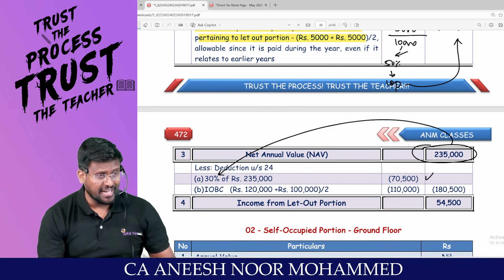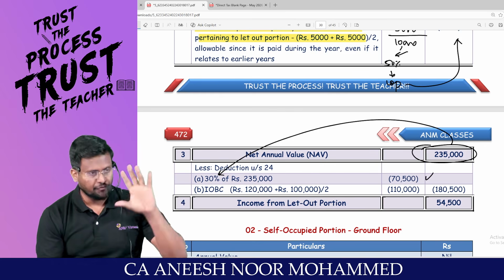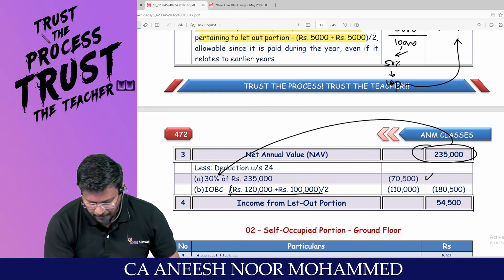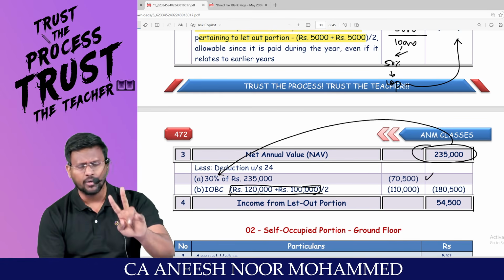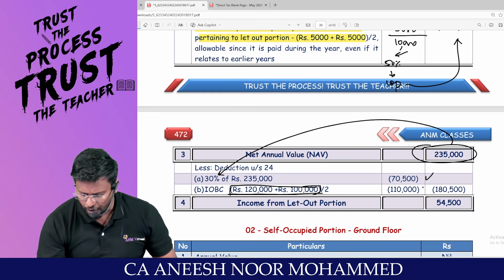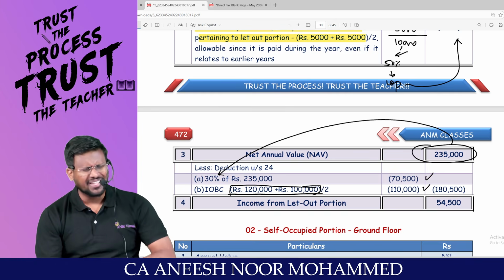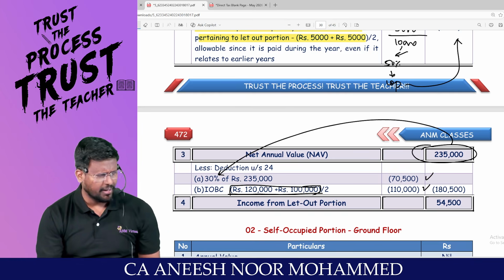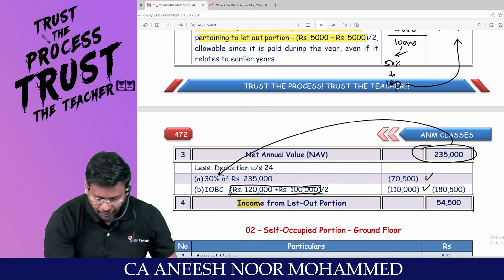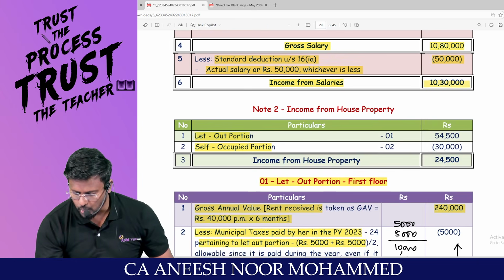Already IOBC is there. Interest on borrowed capital is there. For the first 6 months, 1,20,000. For the next 6 months, 1 lakh. Total 2,20,000. Half of that comes to 1,10,000. There is no restriction for the let out property. Yeah. So you will be getting income from let out portion 54,500.